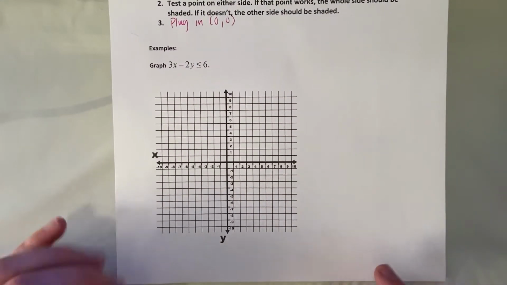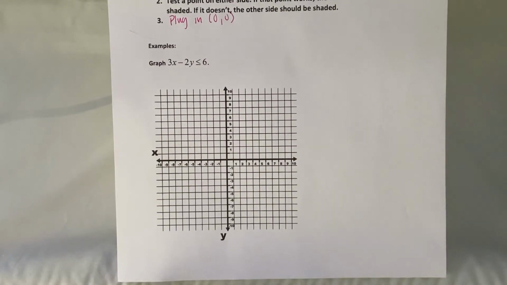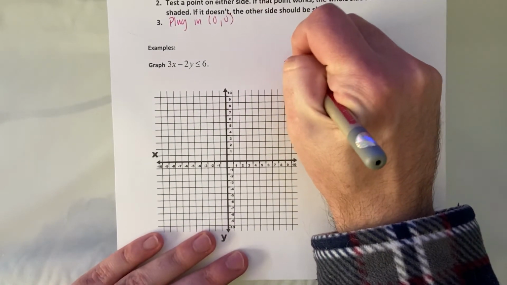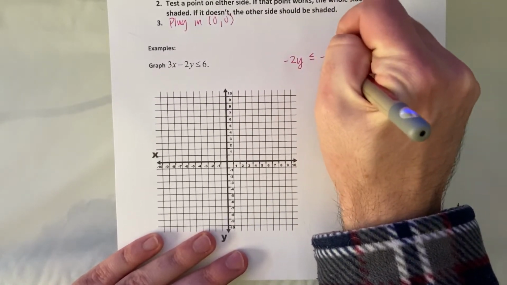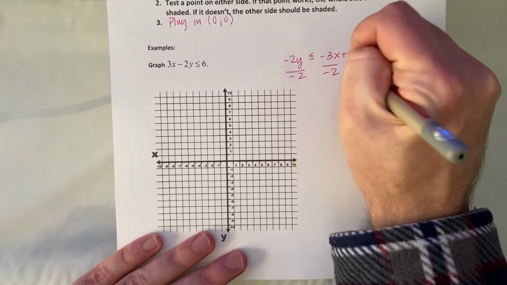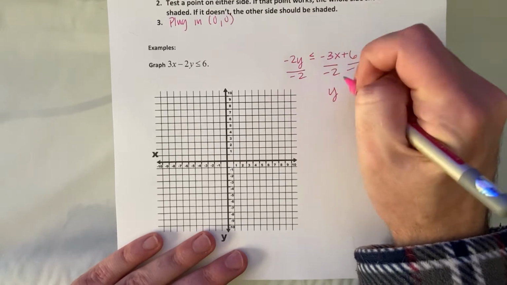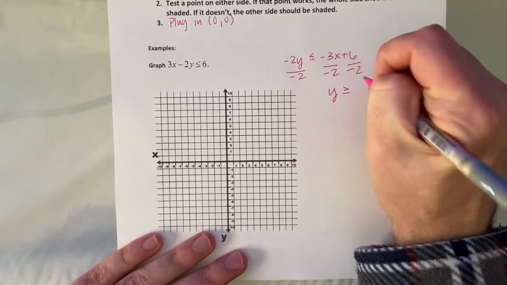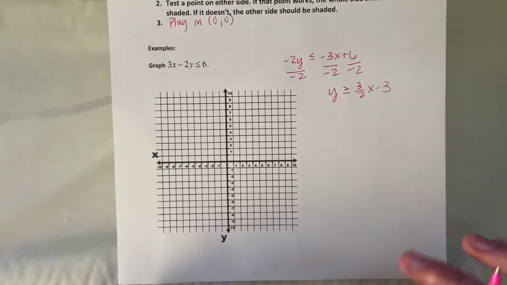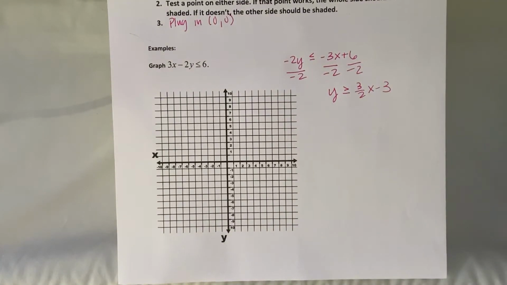Now, if we're going to graph 3x minus 2y is less than or equal to 6, you can solve for y. Negative 2y is less than or equal to negative 3x plus 6, and divide by negative 2 to get y is now greater than or equal to 3 halves x minus 3. Now remember, when you multiply or divide by a negative number, the direction of an inequality changes. So y is greater than or equal to 3 halves x minus 3.